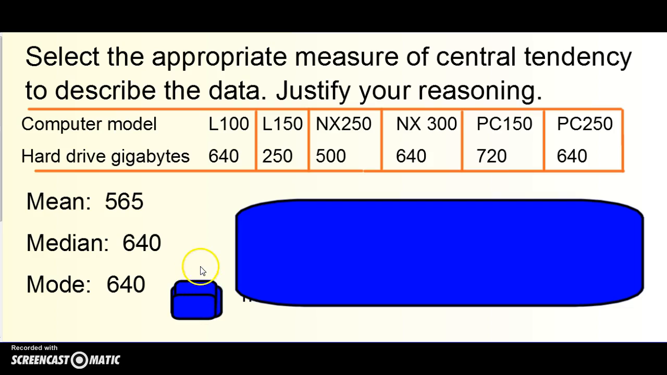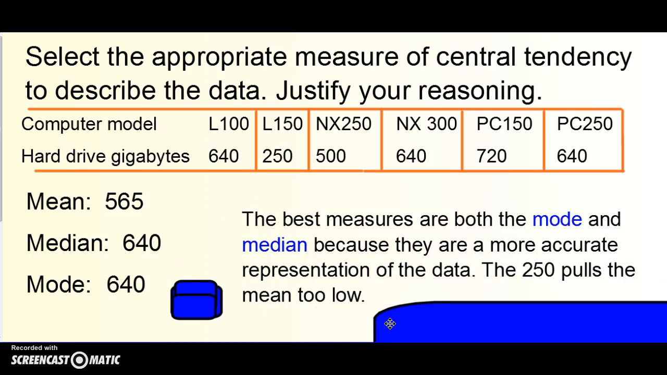So we would say the median and the mode most clearly represent the data. Because there was one example with low gigabytes, 250, do you see how that one data point of 250 pulled all of the scores down for our mean? So our mean is actually much lower than the median and the mode. So we would say the best measures are both the mode and the median because they are the more accurate representation of the data. And then we already talked about why the mean was too low.